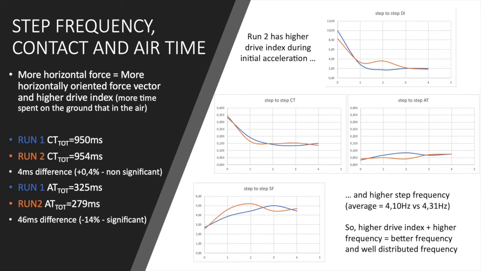On average, it's 4.1 Hertz for run 1 versus 4.31 Hertz for run 2. So in run 2, Reese has higher drive index and higher step frequency, which means a better and a well distributed frequency.